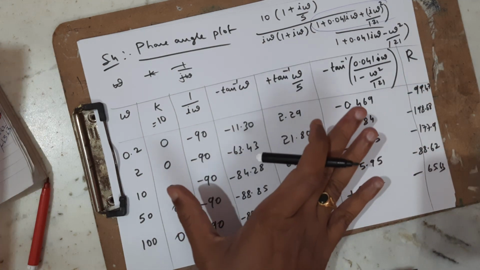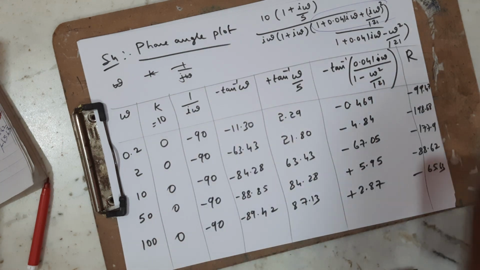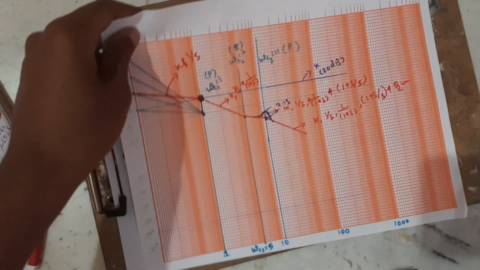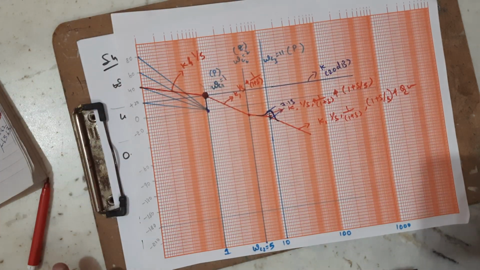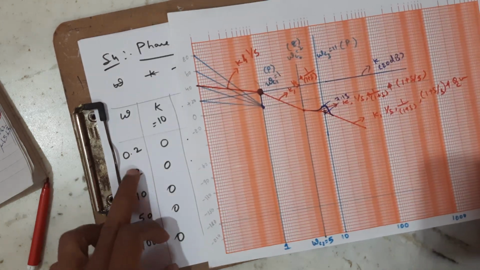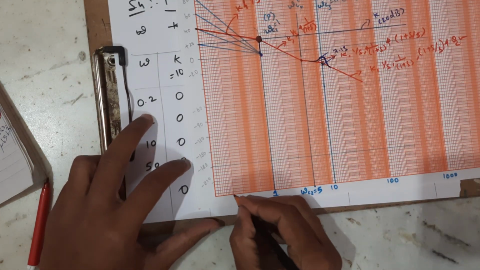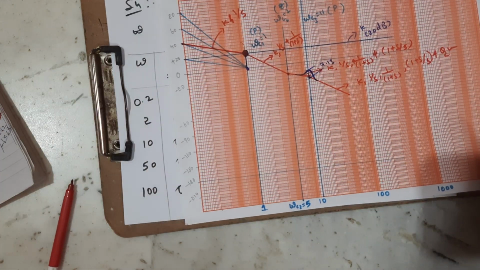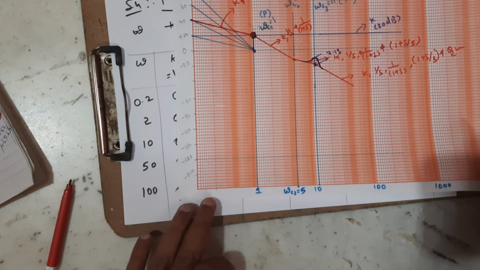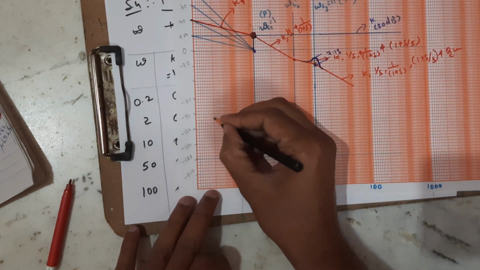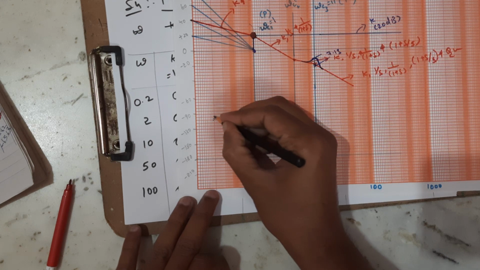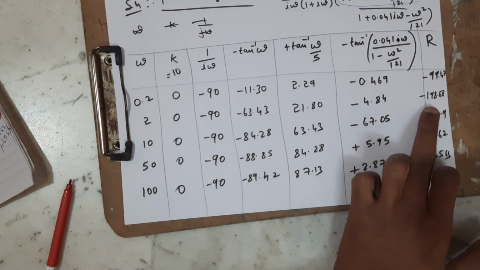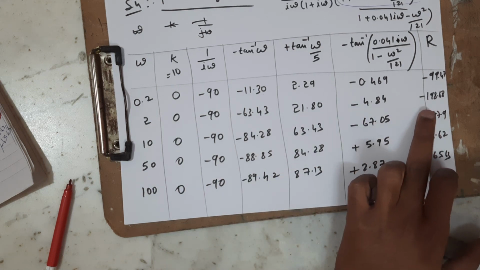Now we have to represent this in the plot. Let us take this plot. So now I need to draw the phase angle plot. At 0.2, so this is 0.1, this is 0.2. What is the resultant phase? It is minus 99.47. So somewhere here nearby, this is approximately 99.47. I am doing it. Next, at 2, what is the resultant phase? It is minus 198.68.